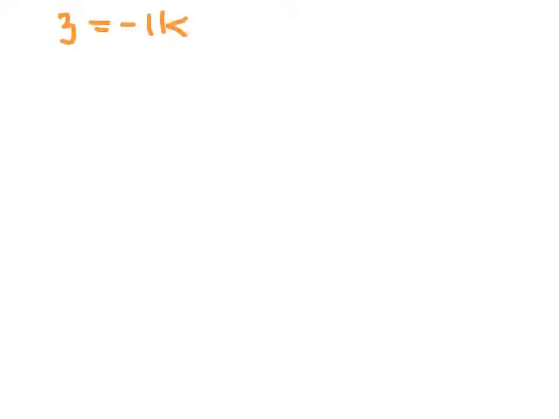So we have 3 is equal to negative 1k, so I'm going to divide both sides of the equation by negative 1. And that's going to give me negative 3 is equal to k. So we've solved for k, right? Or I could say that k is equal to negative 3. Okay, now let's run a check and see if we're right.